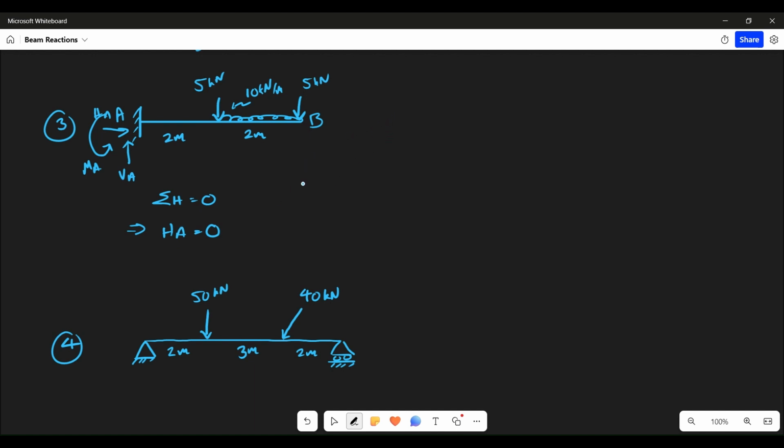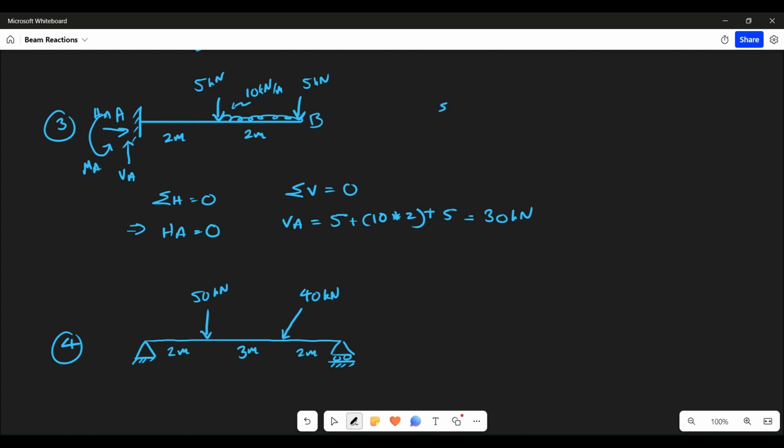Next condition we will use is sigma V is equal to 0. Now, one vertical force, that is VA, it is going upwards. So let's equate it with all the downward forces. So VA is equal to these forces, 5 plus 10 into 2 plus 5, is equal to 10 and 20, 30 kilonewton. So one reaction you get, vertical reaction at A, that is 30 kilonewton.